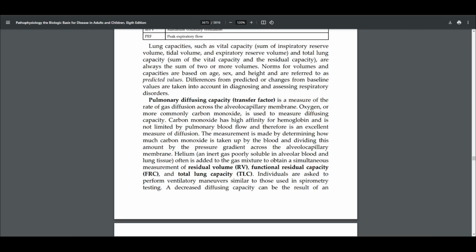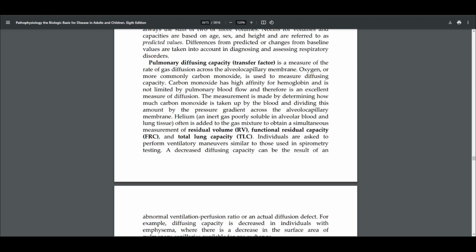So lung capacities, such as vital capacity and total lung capacity, are always the sum of 2 or more volumes. Norms for volumes and capacities are based on age, sex, height, and are referred to as predictive values. Differences from predicted or changes from baseline values are taken into account in diagnosing and assessing respiratory disorders.